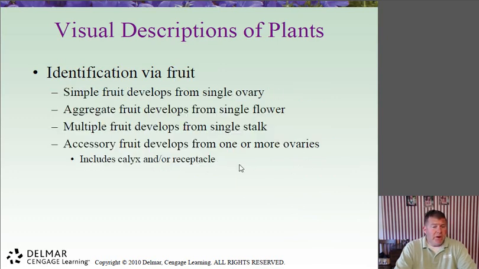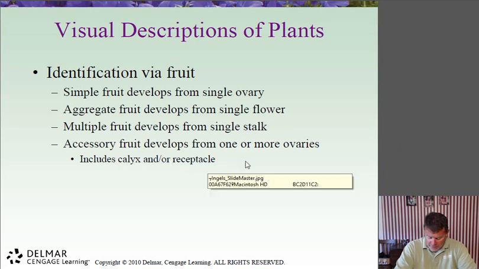Identification via fruit. A simple fruit develops from a single ovary. Aggregate fruits develop from a single flower, and then multiple fruits are going to develop from a single stalk. Accessory fruits are going to develop from one or more ovaries, and these include the calyx and or the receptacle.